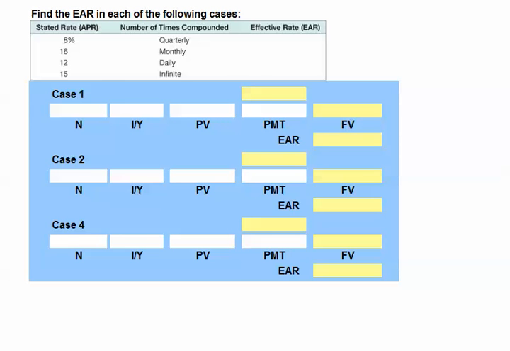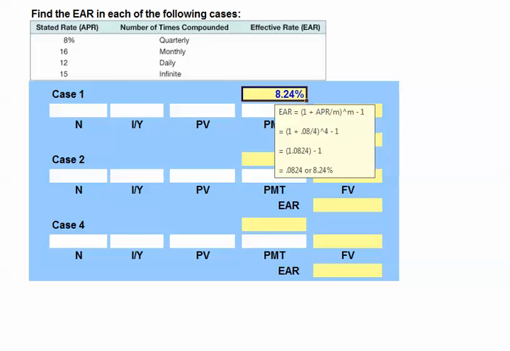We can calculate the EAR using the formula EAR equals 1 plus the APR divided by m to the m power minus 1. So in this case, we would have 1 plus the 8% APR divided by 4 for the number of quarterly compounding periods to the 4th power minus 1. And solving, we find the APR of 8% with quarterly compounding translates into an 8.24% EAR.